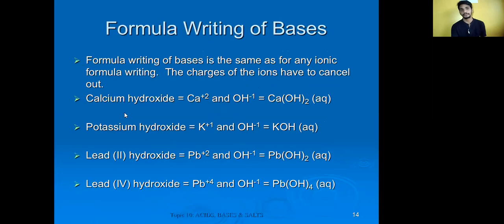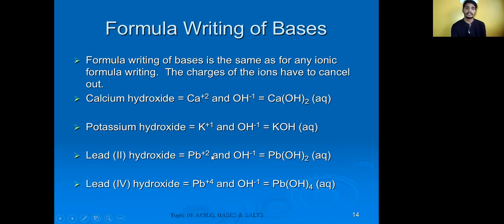Formula writing for the bases. Let's directly talk with examples right now. Calcium hydroxide: Ca2 plus, OH minus. We have to consider this whole OH group as minus 1, then only it's Ca(OH)2, OH twice. Potassium hydroxide, KOH, because K plus 1, OH minus 1, that is 1 and 1, so the charges cancel out and the whole becomes neutral. So there is no charge on this molecule.